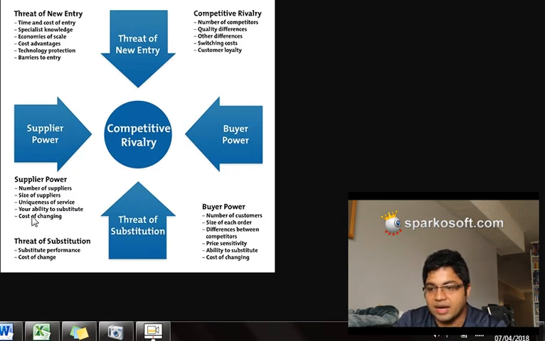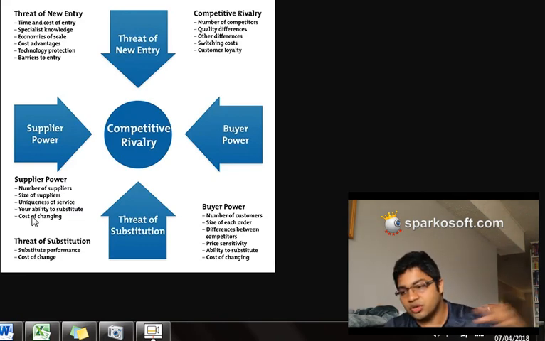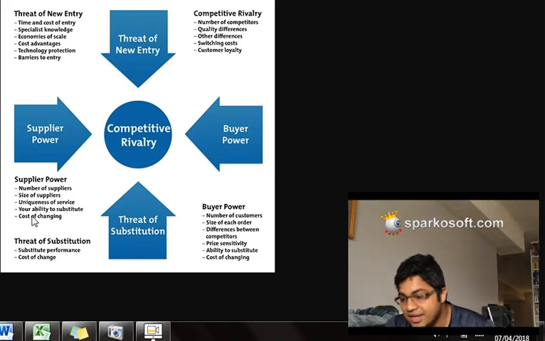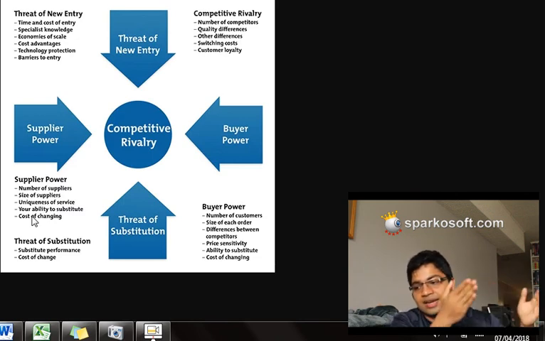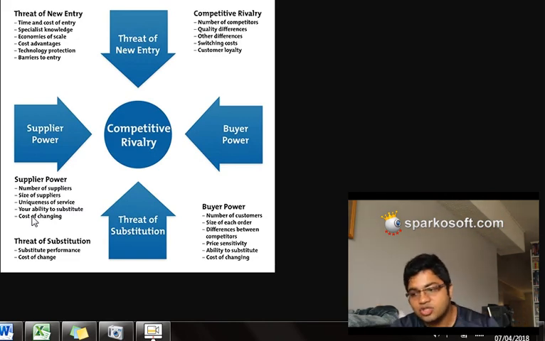Then you have suppliers bargaining power. So you have the number of suppliers. If you have options, it is good for you, you are not dependent on one supplier, so the suppliers bargaining power becomes less. Size of suppliers: if the size of suppliers is huge, for example in the aircraft industry or the airlines industry, Boeing and Airbus are huge companies. So airlines don't have many options, they either have to go to Boeing or Airbus or a few other companies, but 90% of the market share belongs to Boeing and Airbus. So when the size of suppliers is so huge, they have very high bargaining power.